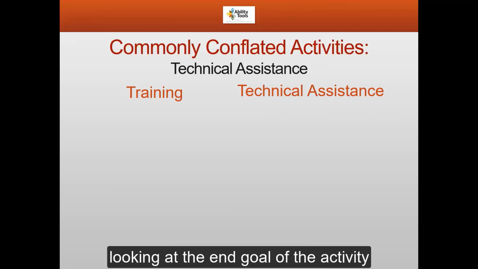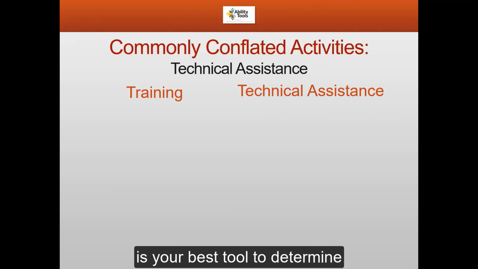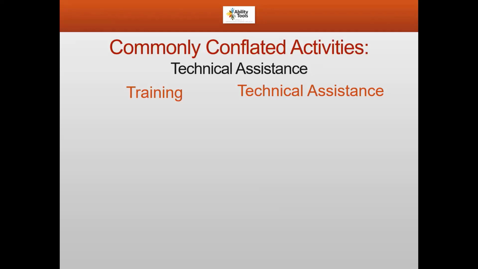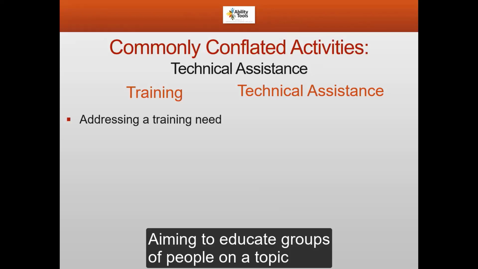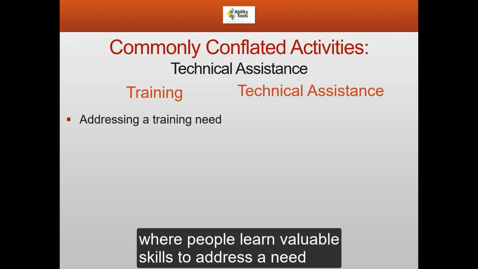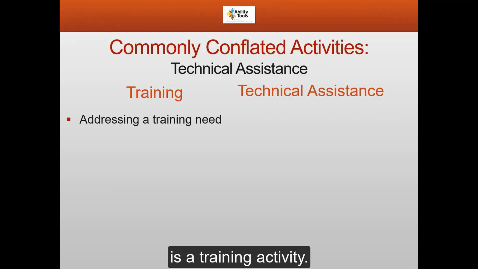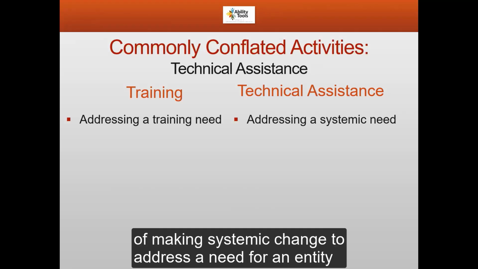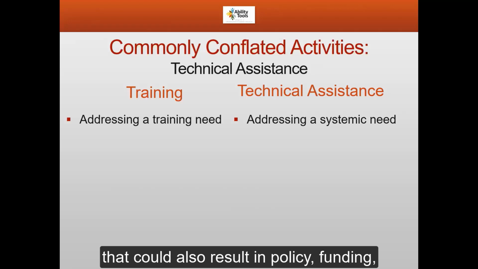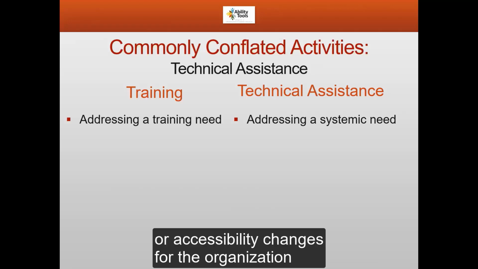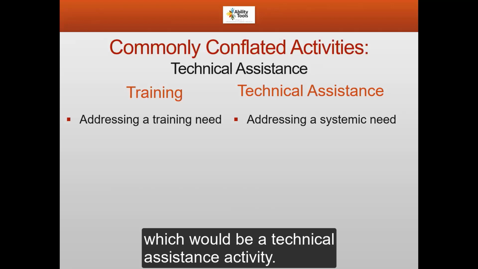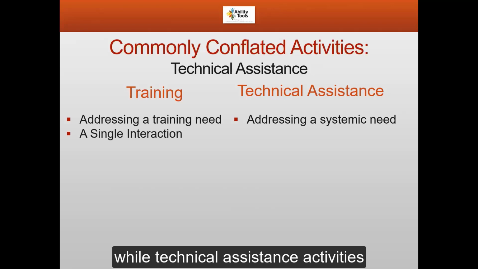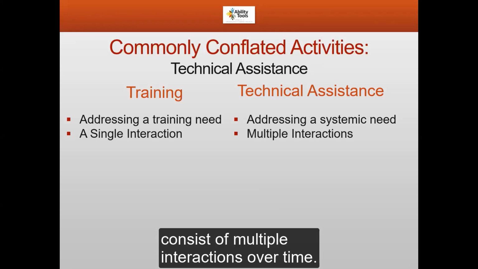As with any activity, looking at the end goal of the activity is your best tool to determine under which category an activity should be recorded. Aiming to educate groups of people on a topic where people learn valuable skills to address a need is a training activity. This is versus educating with the intention of making systemic change to address a need for an entity that could also result in policy, funding, or accessibility changes for the organization, which would be a technical assistance activity. A training activity consists of a single recorded interaction, while technical assistance activities consist of multiple interactions over time.